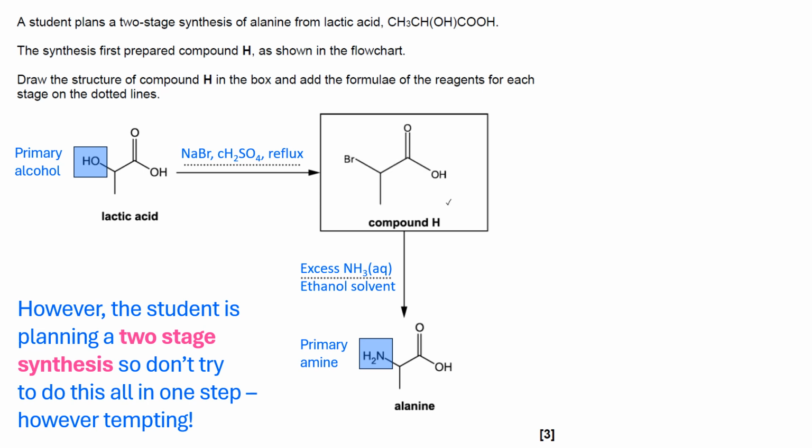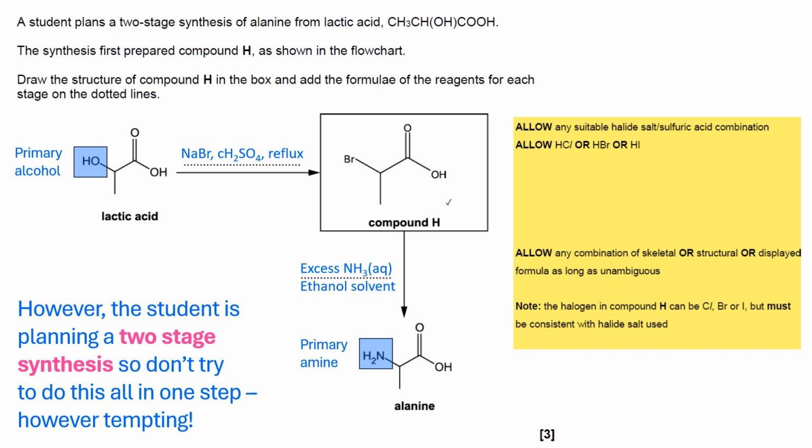So the intermediate compound is the same as lactic acid, apart from the fact that the OH is replaced by a Br. Now, like I said, that could equally be Cl or another halogen like iodine. And to get from there to alanine, you use excess NH3, which is another nucleophile that replaces the Br atom, and an ethanol solvent. The ethanol solvent is there to stop the water that's present in the aqueous element of the reagent to actually behave as a nucleophile itself. So you can see from the mark scheme the kind of things that we're allowed to do.